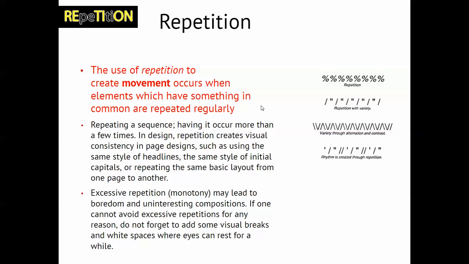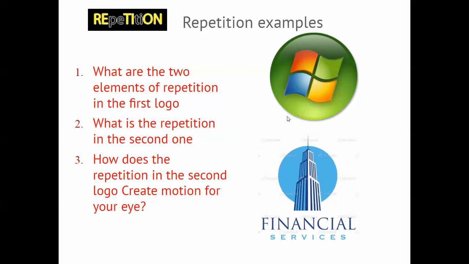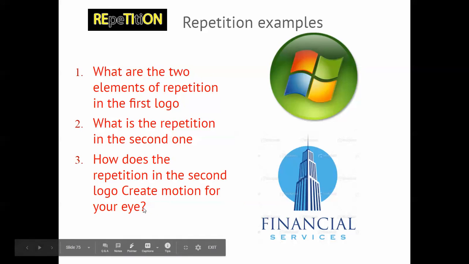All right, another thing that we can do for our graphic design is repetition. The use of repetition to create movement occurs when elements which have something in common are repeated. Okay, so repetition with variety and so on and so forth. So if you look at this, what are the two elements of the repetition in the first logo? What is the repetition in the second one? How does the repetition in the second logo create motion for your eye?